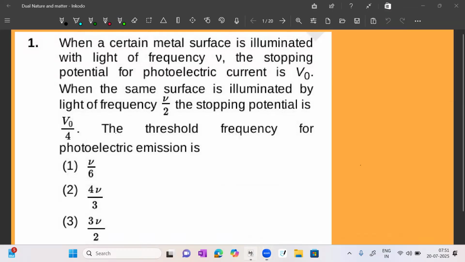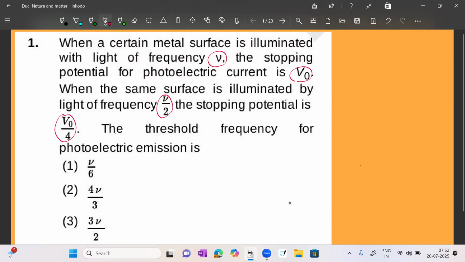Today we will discuss a few problems based on dual nature of matter. See the first problem on the screen. When a certain metal surface is illuminated with frequency ν, the stopping potential is V naught, and when the same surface is illuminated with frequency ν by 2, the stopping potential is V naught by 4. What is the threshold frequency of the photo emission they ask?